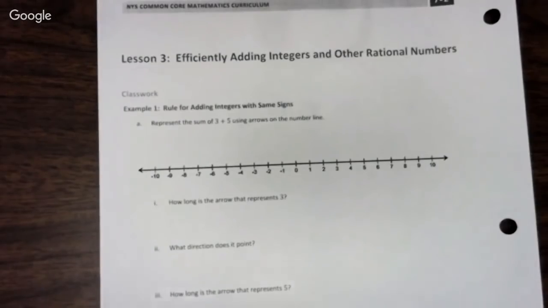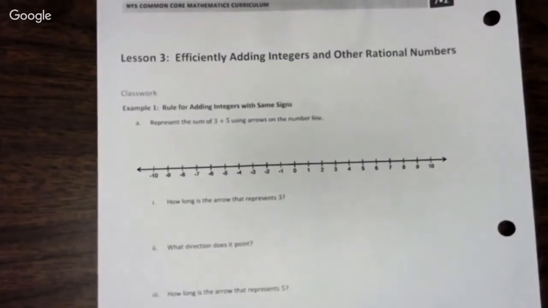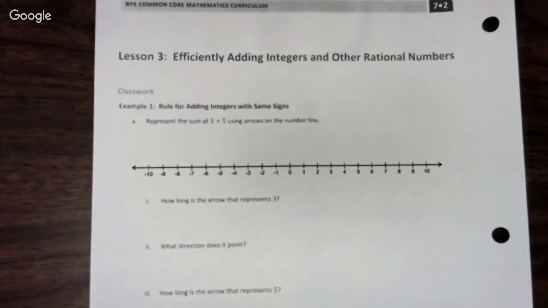All right, we're going to be doing Module 2, Lesson 3. We're going to be talking about adding integers again. So let's start with example number 1. It says, represent the sum 3 plus 5 using arrows on the number line. This is what we've been doing for the last 2 lessons.